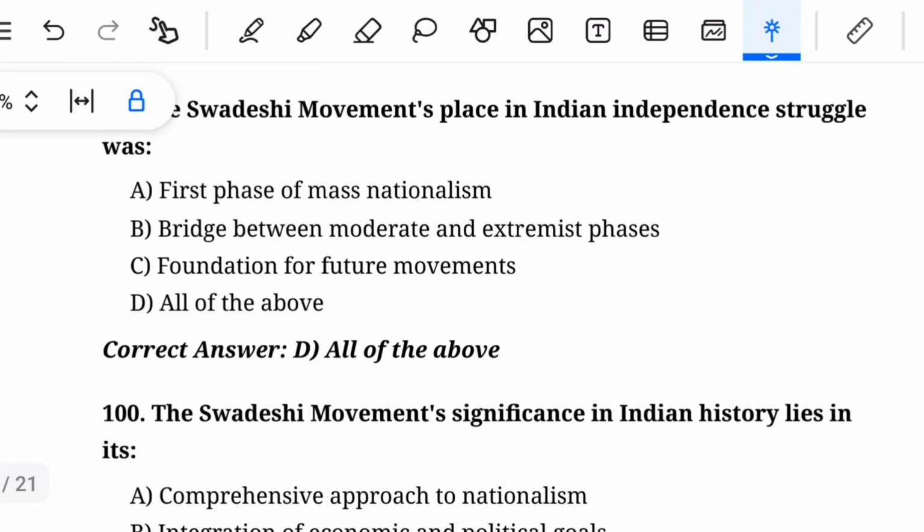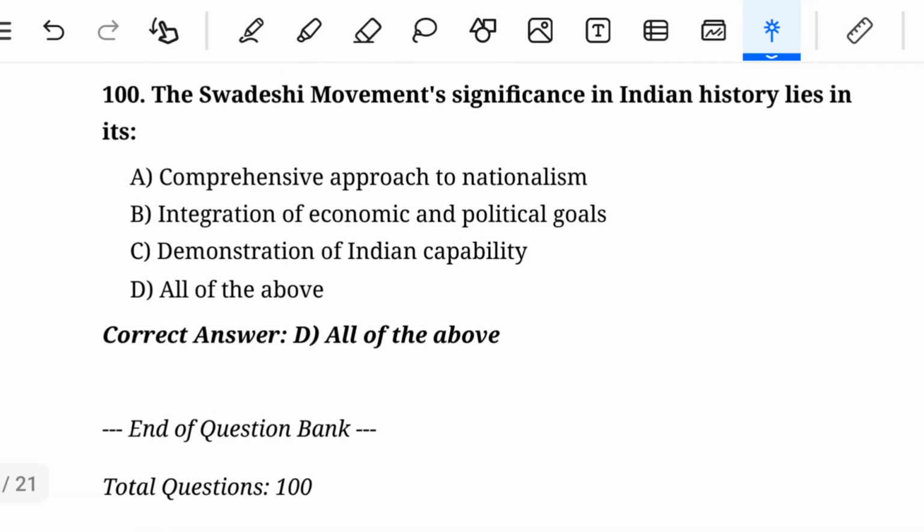99. The Swadeshi movement's place in the Indian independence struggle was: A. First phase of mass nationalism. B. Bridge between moderate and extremist phases. C. Foundation for future movements. D. All of the above. Correct answer: D. All of the above.